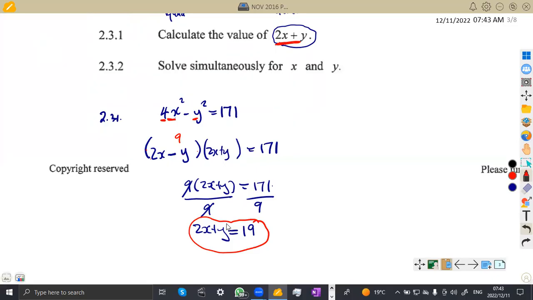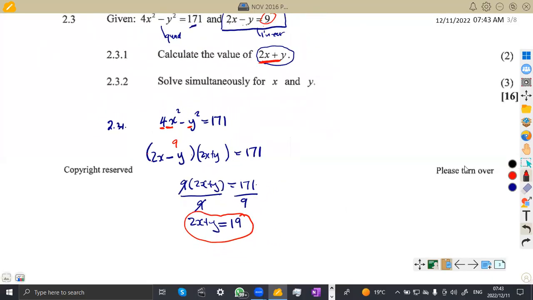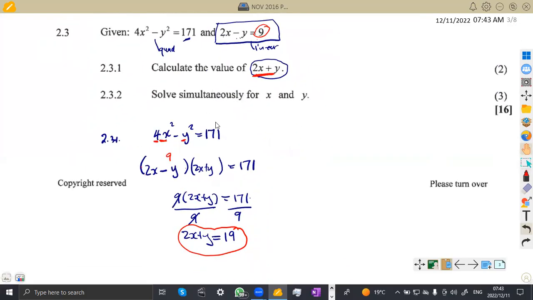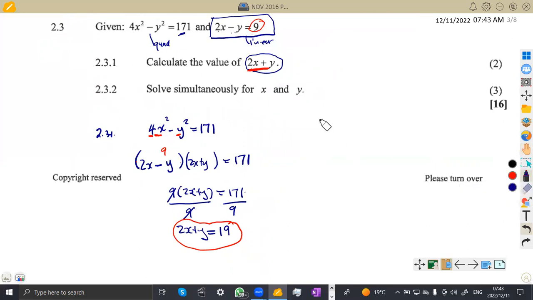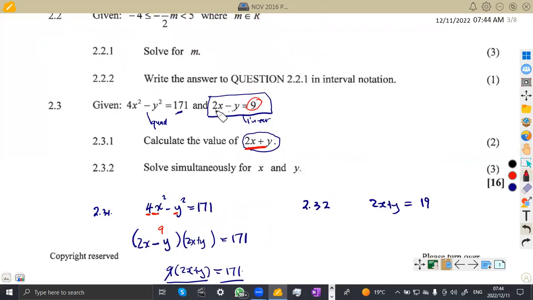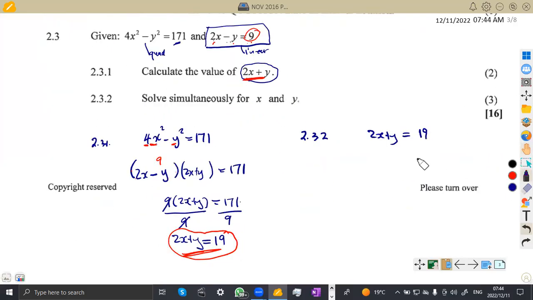All right. Then on 2.32, solve simultaneously for x and y. Also, it's going to depend on which way you want to use. You can work with the quadratic here because it's an equation and the linear, but it's going to be easier for you guys if you note this. When we simplified on 2.31 here, we got a linear equation of 2x plus y, which is equal to 19. Previously here, we were given another linear equation, 2x minus y, which is equal to 9. So it's going to be an advantage to work with linear equations.